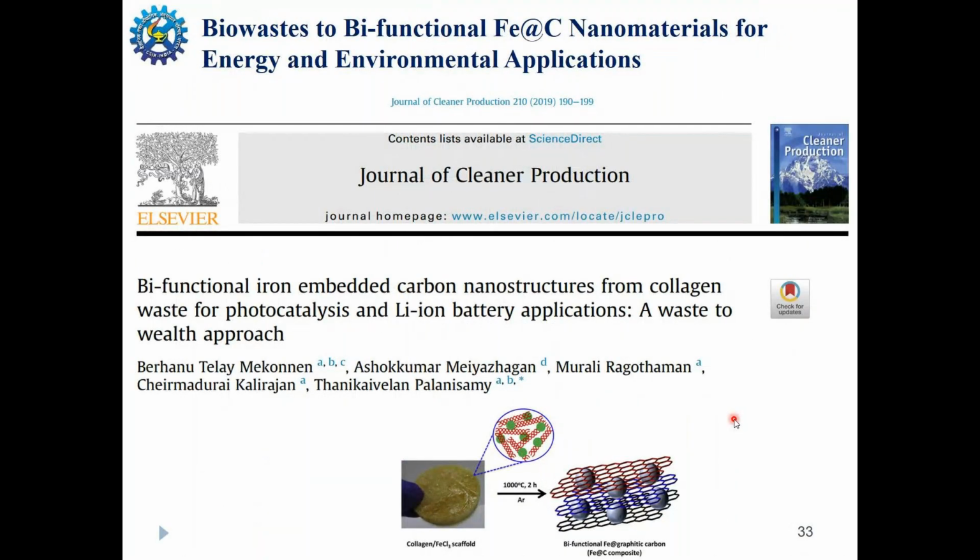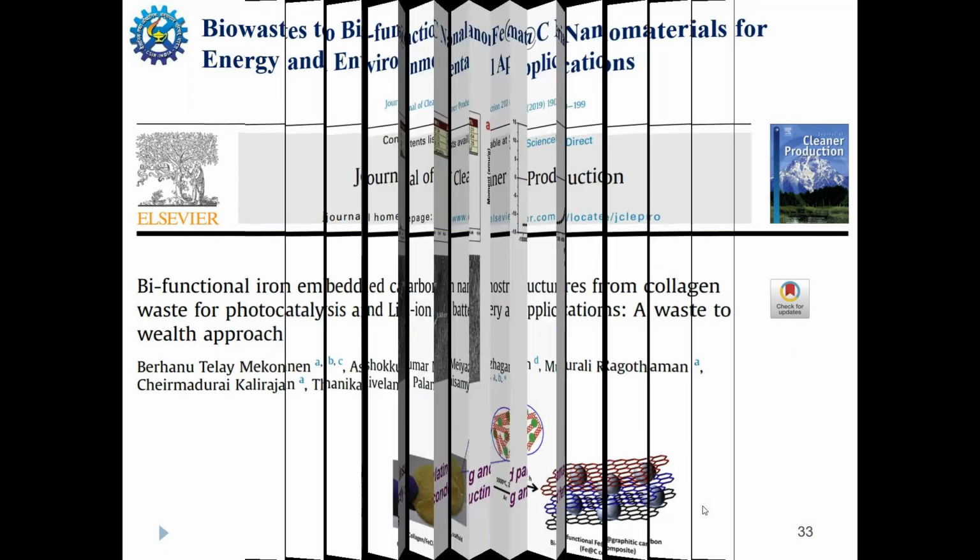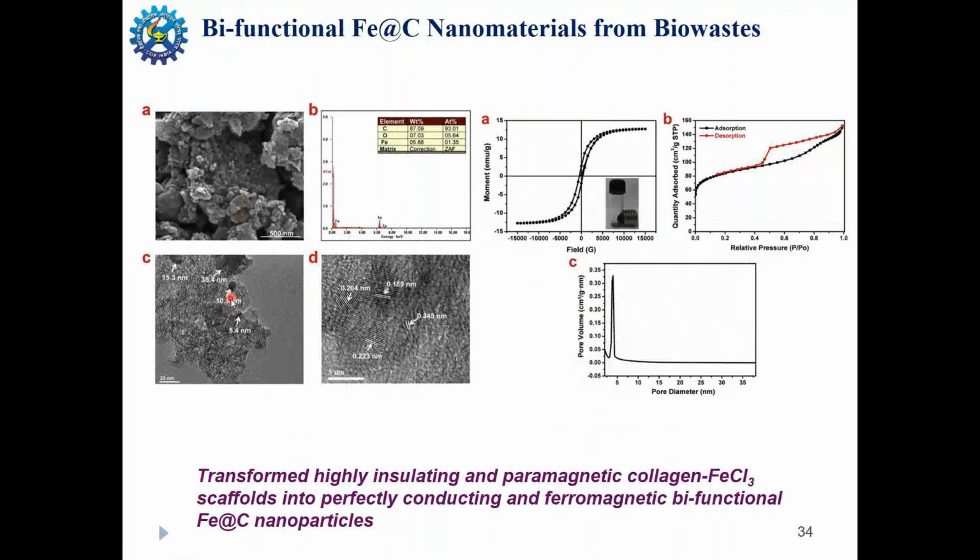So in this example, we try to show that iron embedded carbon nanostructures can be prepared from the collagen waste, again for energy and environmental applications. So we take the collagen scaffold materials and prepare it as a scaffold along with the iron chloride. And then we carbonize them at higher temperature, and it forms a kind of iron embedded carbon structure. So these are the images which show the iron is embedded in the carbon lattice.